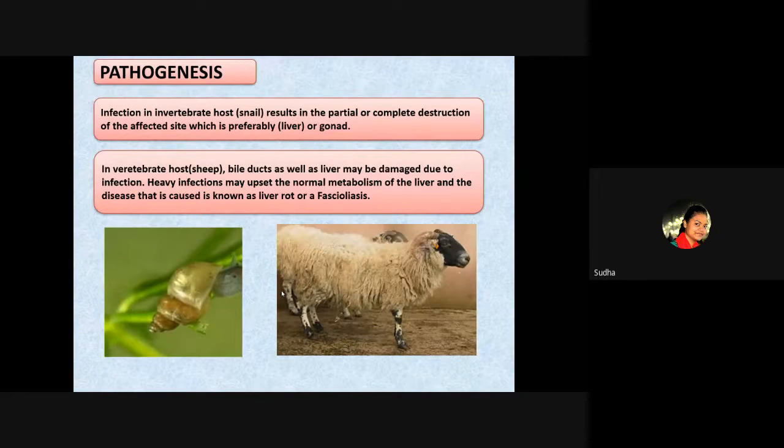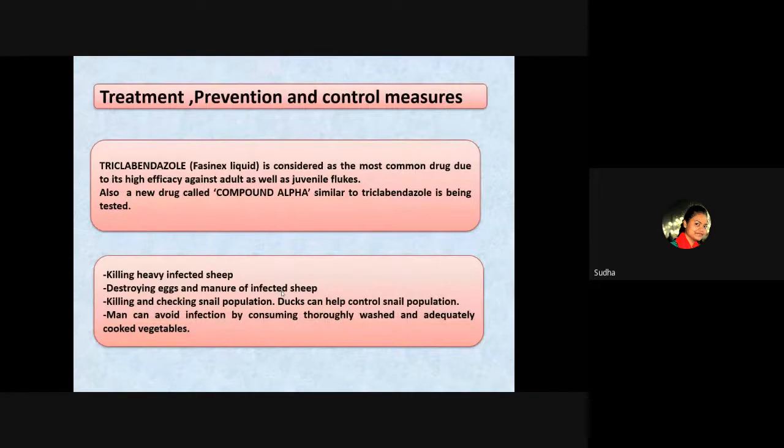Okay, so heavy infection may upset the normal metabolism of the liver, and the disease that is caused is known as liver rot or fascioliasis. In the vertebrate host, if there is very heavy infection, it will cause the liver to get damaged, which is also called liver rot or fascioliasis. But there are also some treatment, prevention and control measures for this.